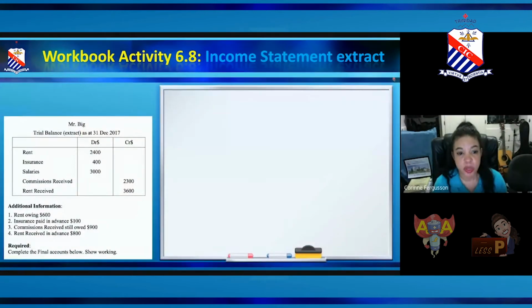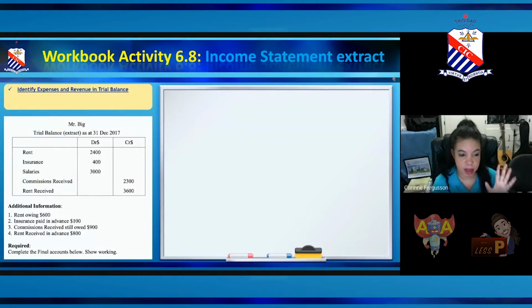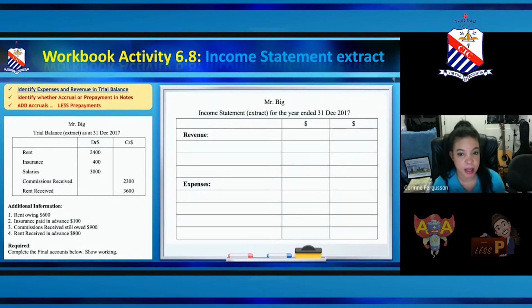So we're going to do another activity, but as I said before, I'm going to use my method, and that is to go into the trial balance. We're going to go through this quicker because you'll realize it's the same thing over and over again, which is the point that I want to get across to you guys. So we go into the trial balance, and then we go to the notes and identify whether it's an accrual or prepayment, and you just add the accruals and less the prepayments.